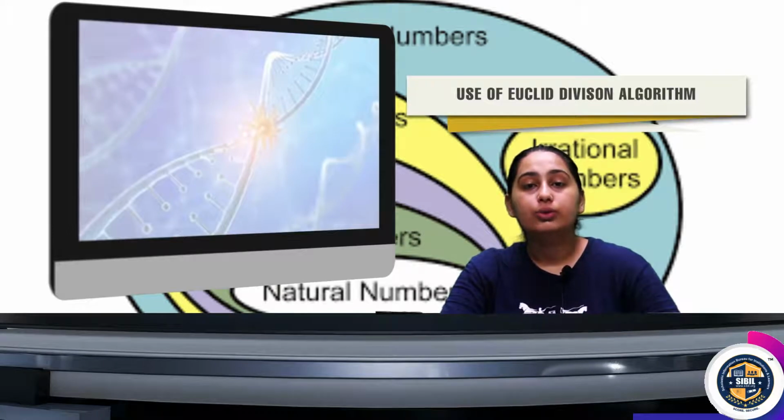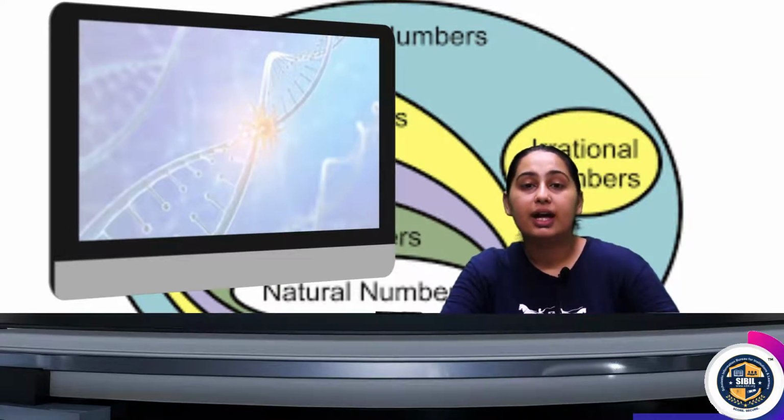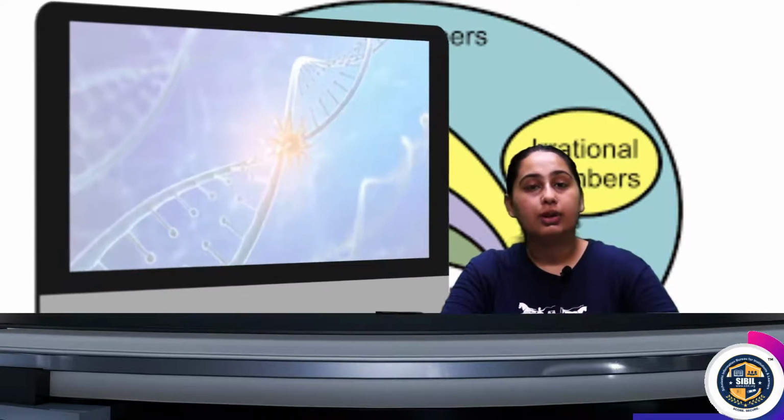Now we'll be going through the use of Euclid's division algorithm. The basic use is to find the HCF of two numbers.